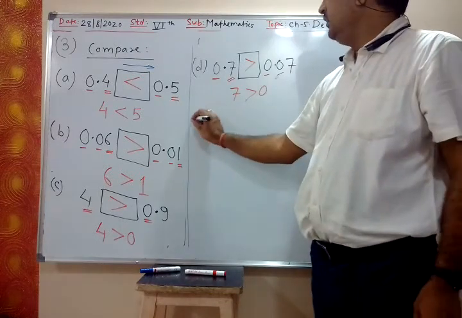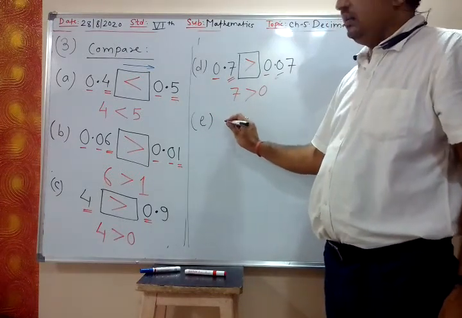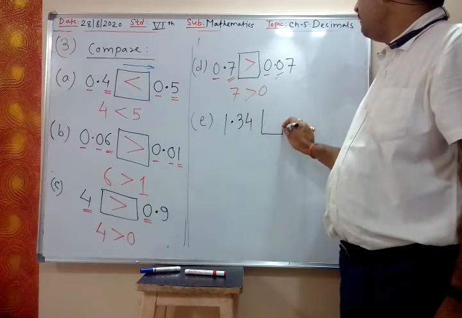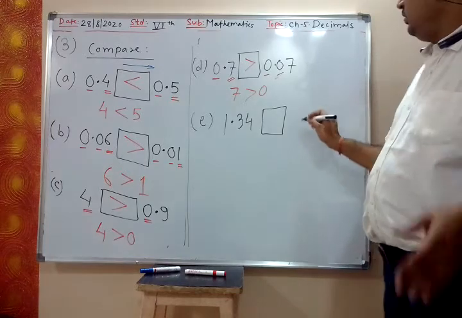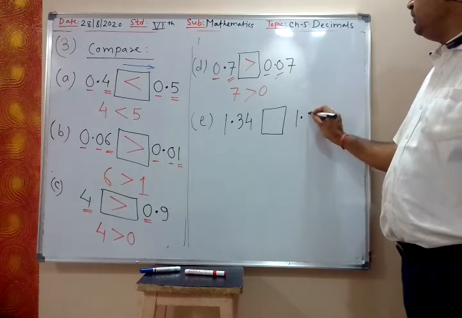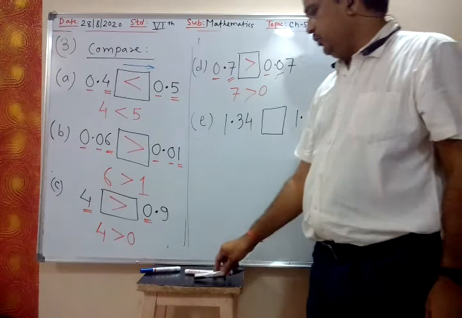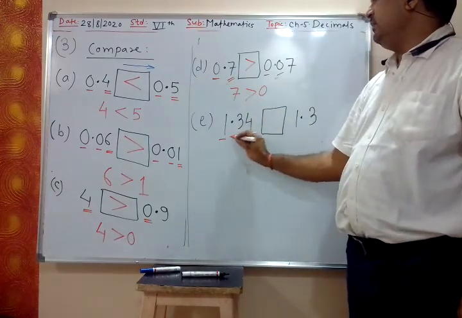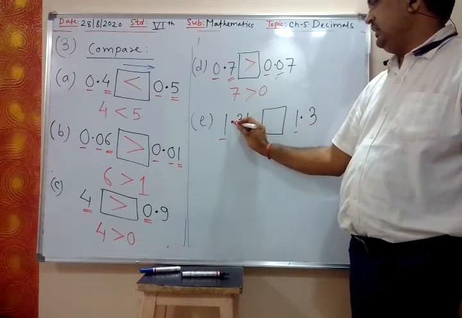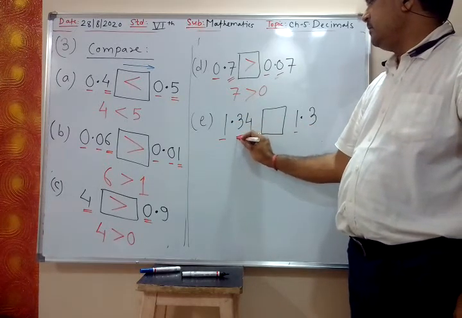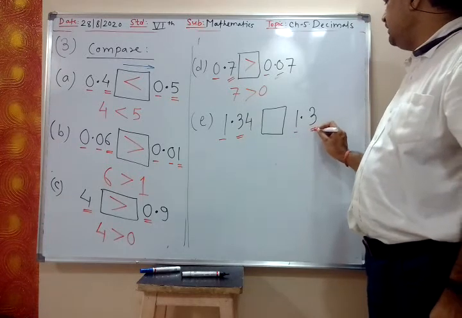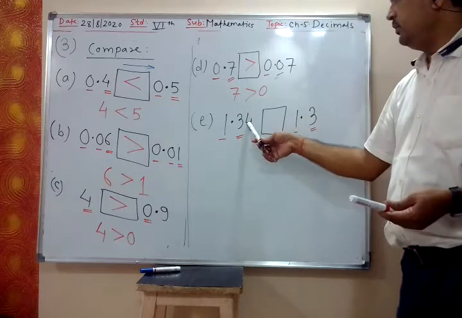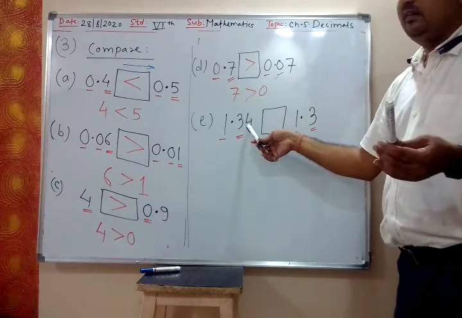Next, E: 1.34 and 1.3. Now see, we compare the digits from left. 1 is same as 1. Then after the point it is 3, after the point it is 3. Now there it is 4, and here there is nothing.